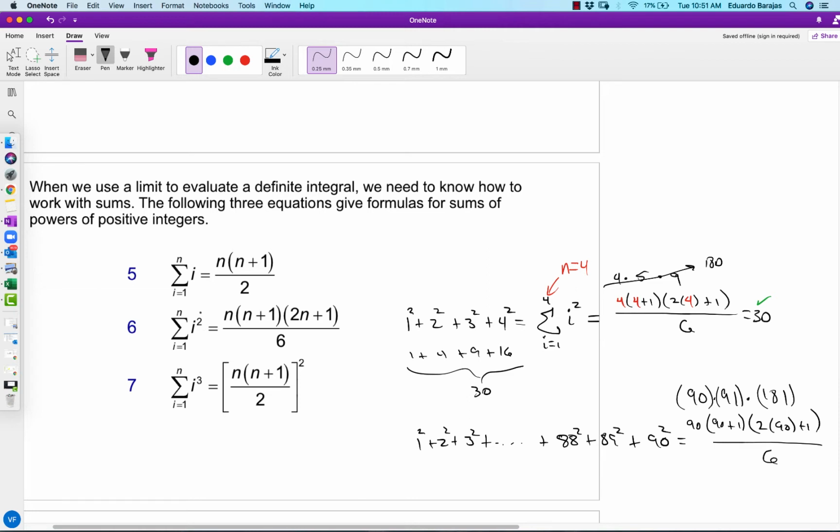If we add up 1 squared plus 2 squared plus 3 squared plus 4 squared all the way out to n, or cubed, 1 cubed plus 2 cubed plus 3 cubed plus 4 cubed, and so on and so forth all the way out to n, we get some nice closed formulas for them.